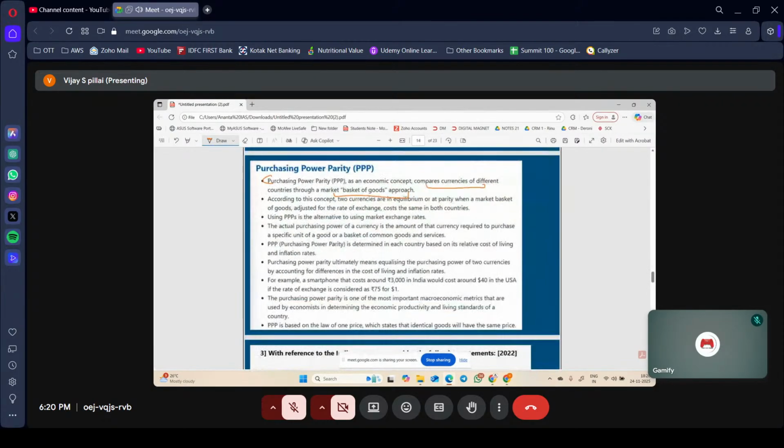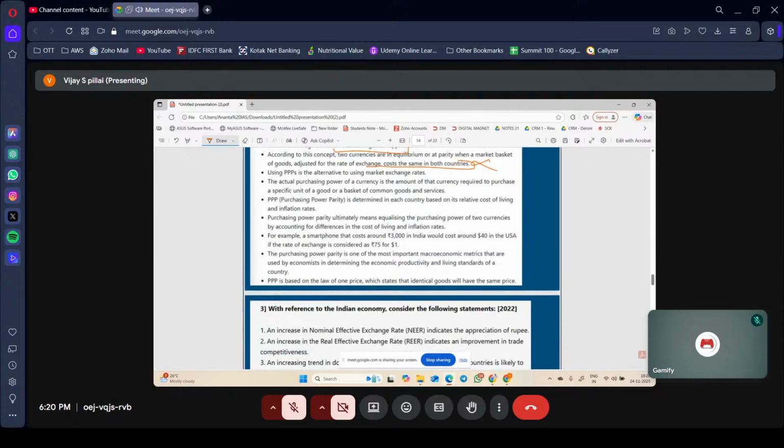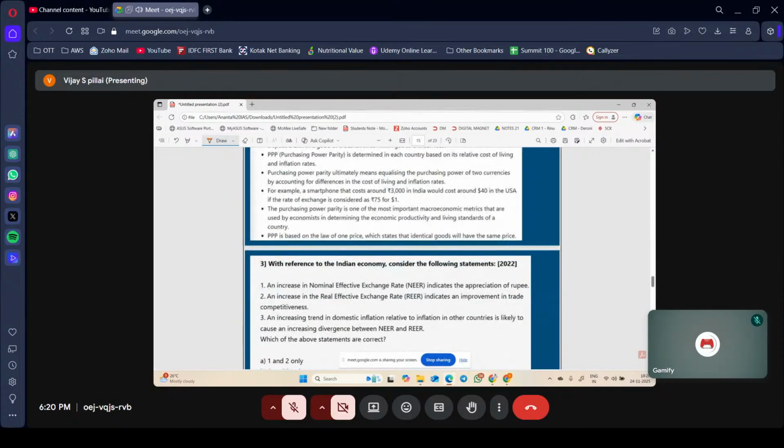Purchasing power parity, as I told, is an economic concept that compares currencies of different countries through a market-based basket of goods approach. According to this concept, two currencies are in equilibrium or parity when a basket of goods, adjusted to the rate of exchange, costs the same in both countries. That is not going to happen at any time. Every country will be having a difference of rates, right? And it is determined in each country based on its relative cost of living and inflation rates.